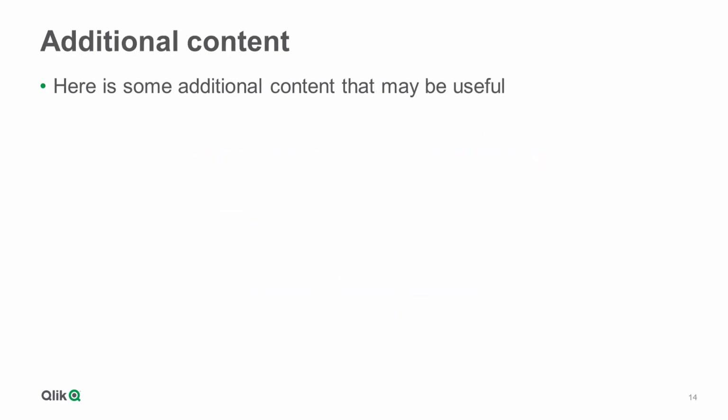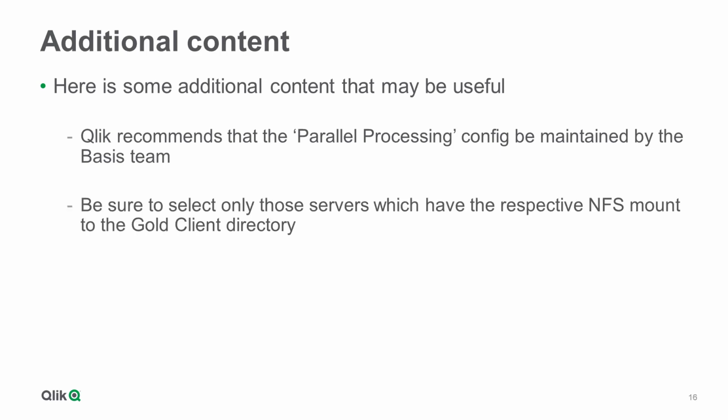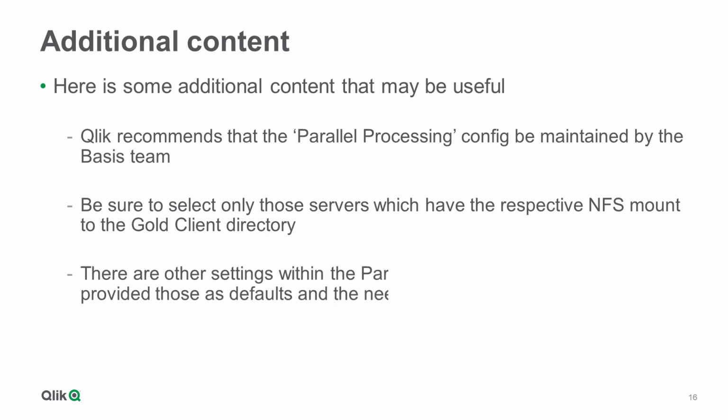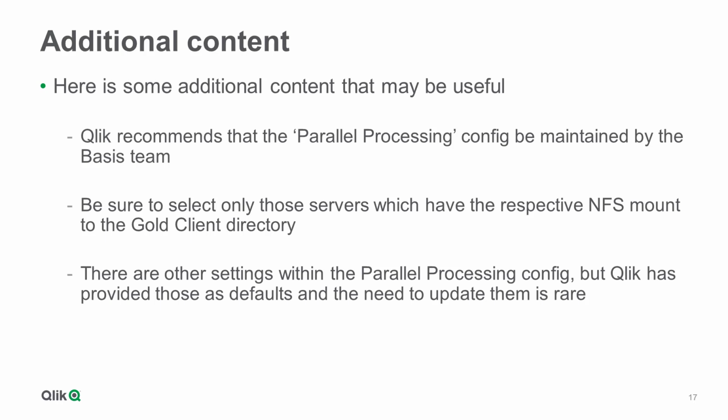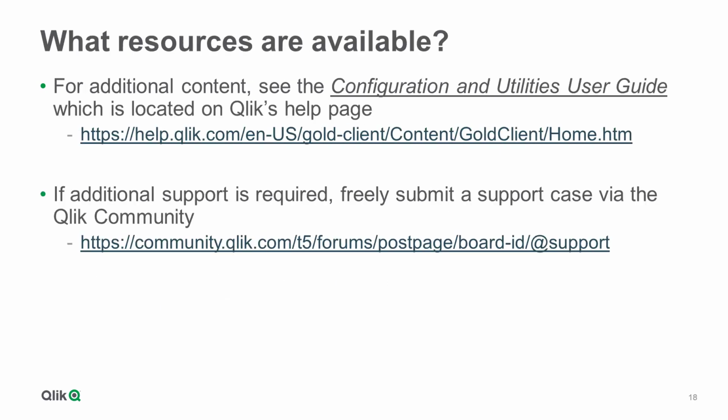Here is a bit more content that you may find useful. Qlik recommends that the parallel processing config be maintained only by the basis team. When selecting servers, be sure to choose only those servers which have the NFS mount to the Gold Client directory. There are other settings within the parallel processing config, but Qlik has provided default values and the need to update them is rare. Additional content is available within the Configuration and Utilities User Guide located on Qlik's Help website.